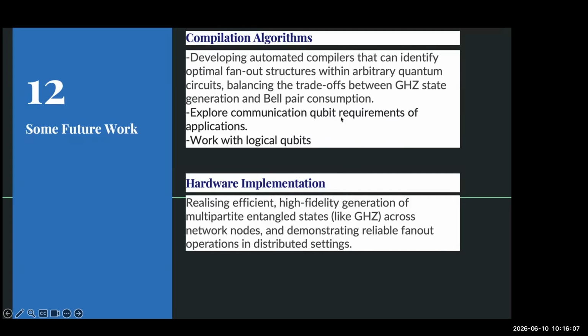And then we can explore communication qubit requirements of different applications and see which one can gain the most from packing into distributed fan-out operations. We can work with logical qubits, right? We haven't looked at quantum error corrected qubits yet. So this is what we are looking at this time. And then hardware implementations of all this. Of course, it all relies a lot on being able to create GHZ states efficiently.